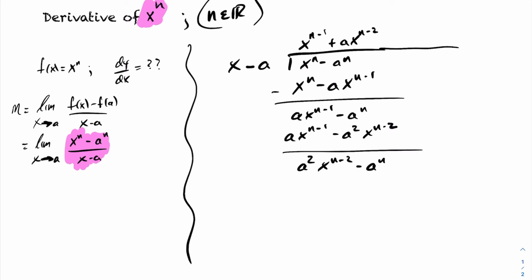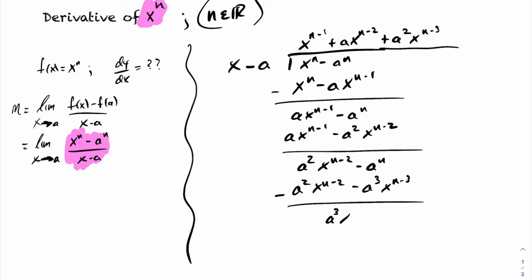Continuing on here, I'm going to put a plus a squared x to the n minus 3. Doing my long division here, I get a squared x to the n minus 2 minus a cubed x to the n minus 3. And subtracting this up here, again, cancellation. And I think you can start to see the pattern that's emerging here.